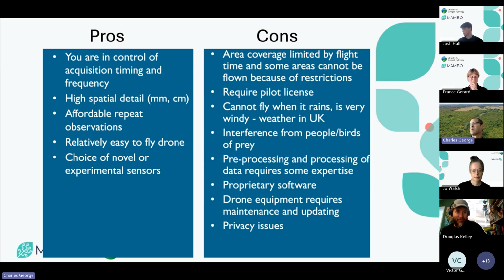Drone equipment requires maintenance and updating, of course, which then costs money. And then there's privacy issues. So if you accidentally take a picture of somebody looking up and you can actually identify them, you have to pixelate it before you can use any of the products.